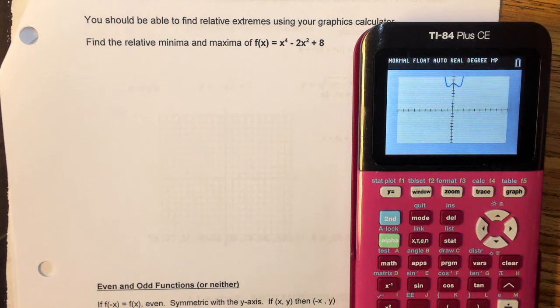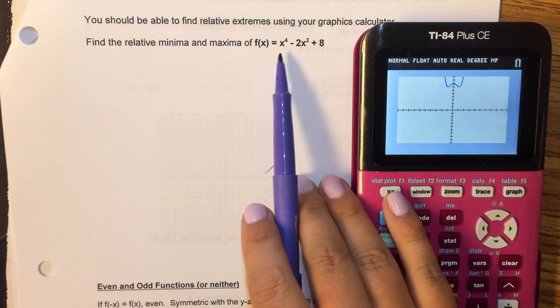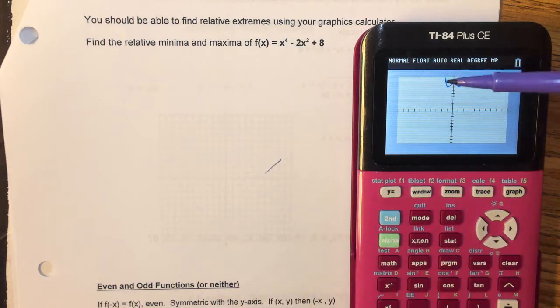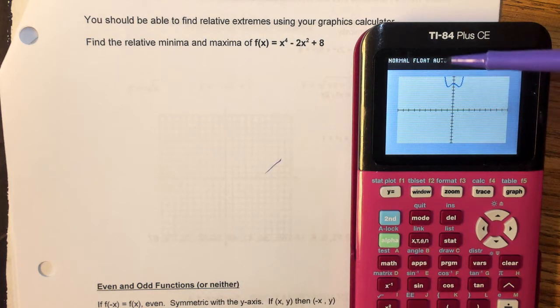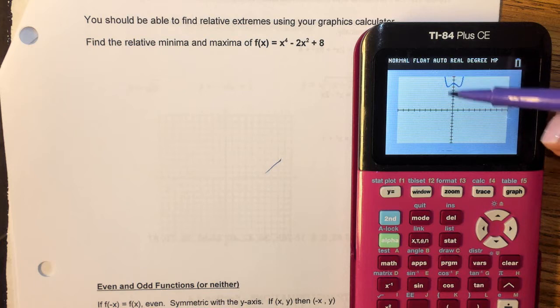I know that this is going to be parabolic, kind of like a parabola, because I know that my end behavior, because this is a positive x to the fourth, is that my function is going to continue going up towards positive infinity on the left side and positive infinity on the right side. So I know that this should really be the lowest part of the graph that I'm going to see.